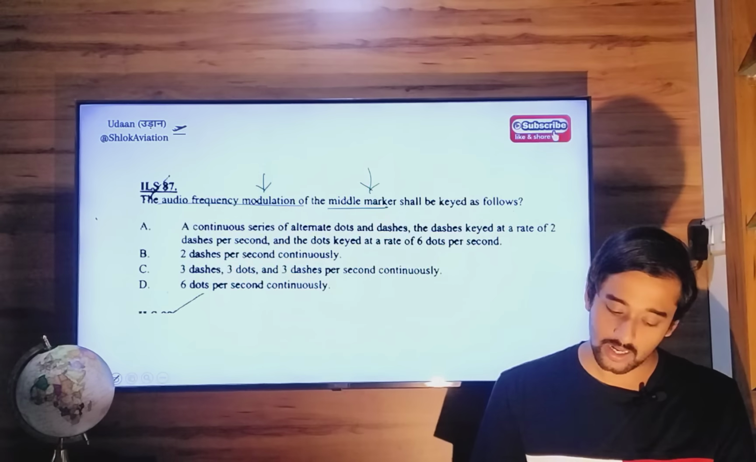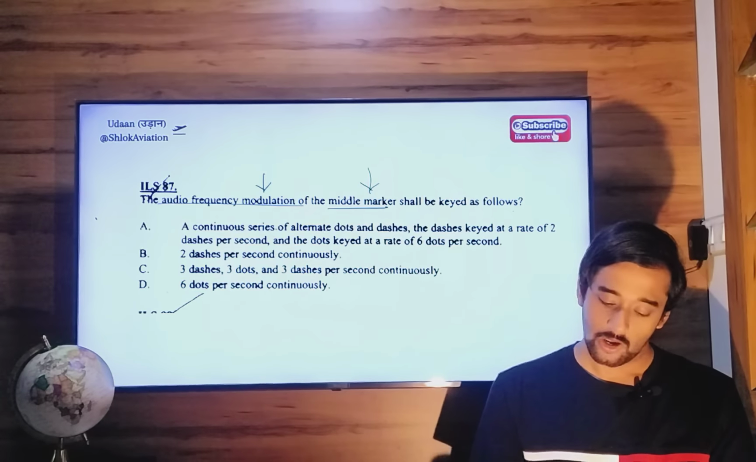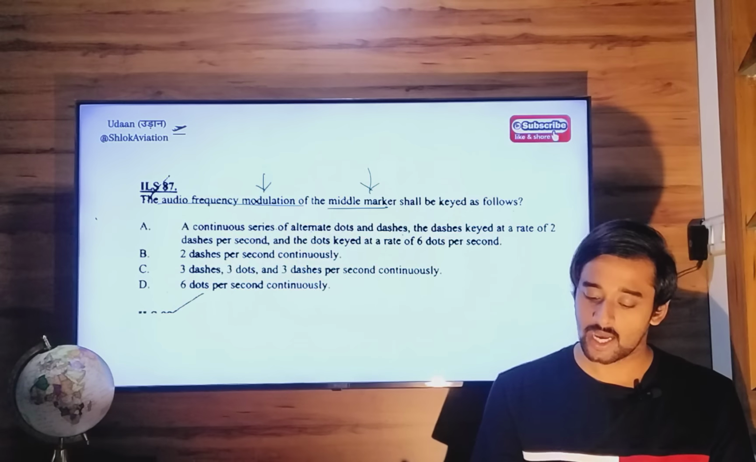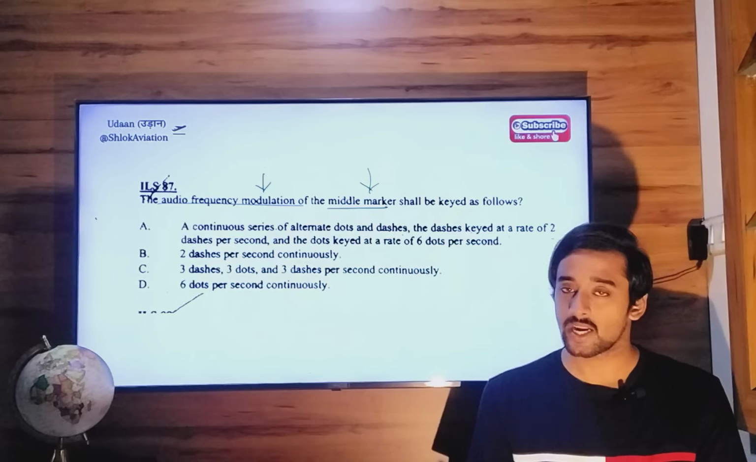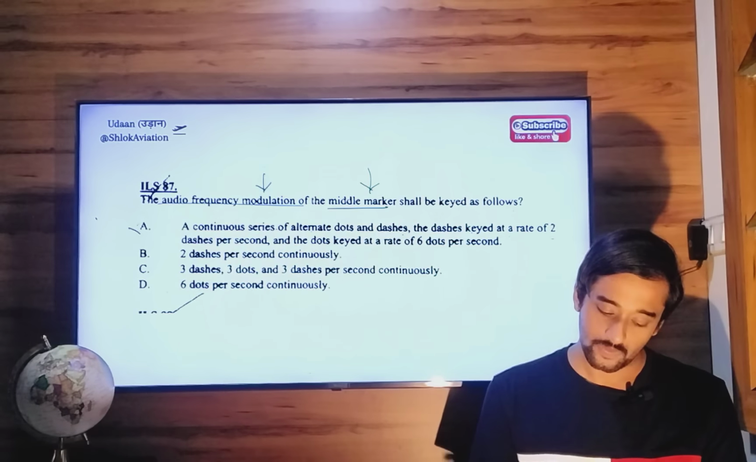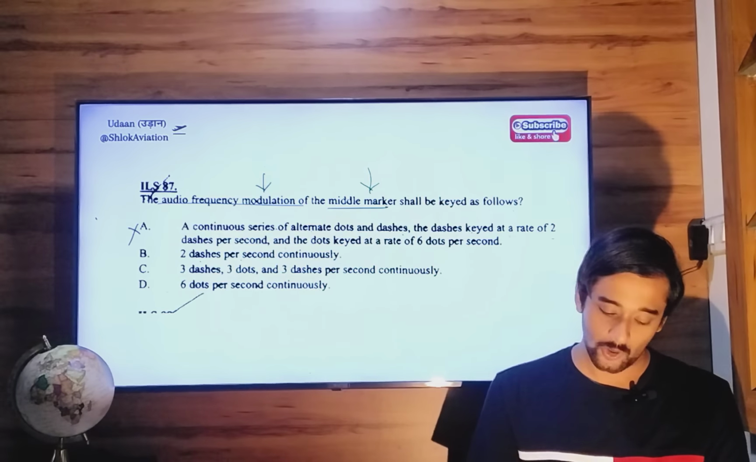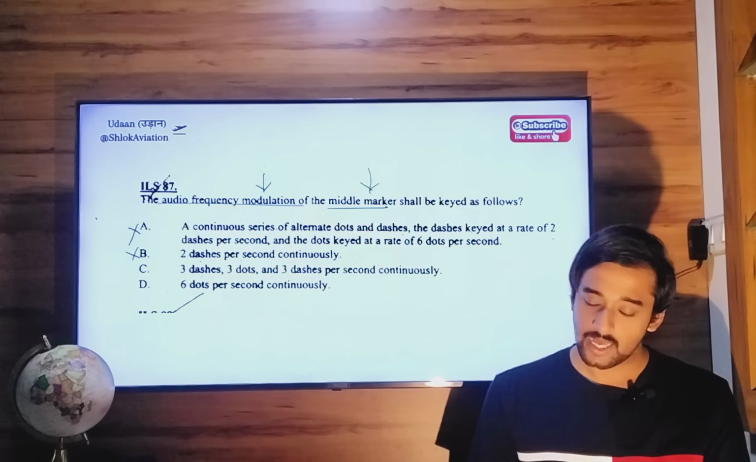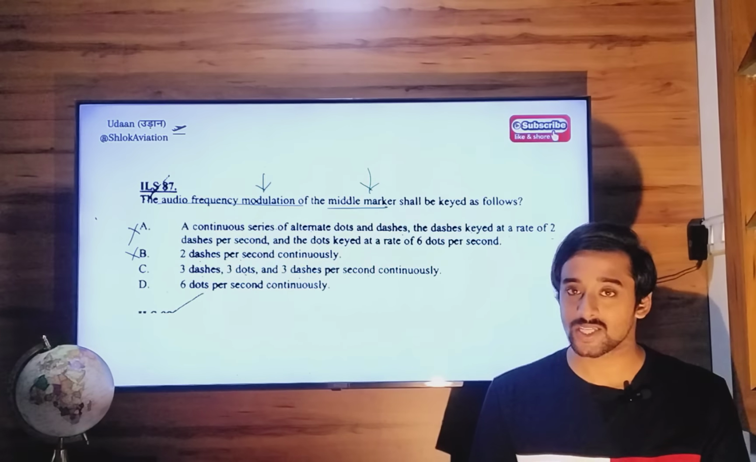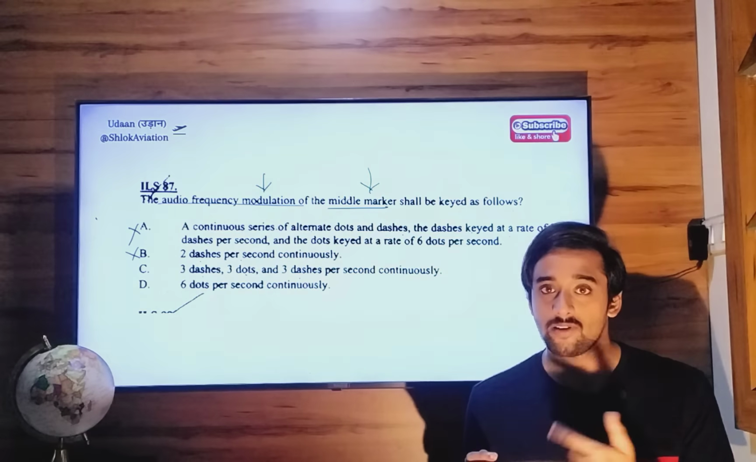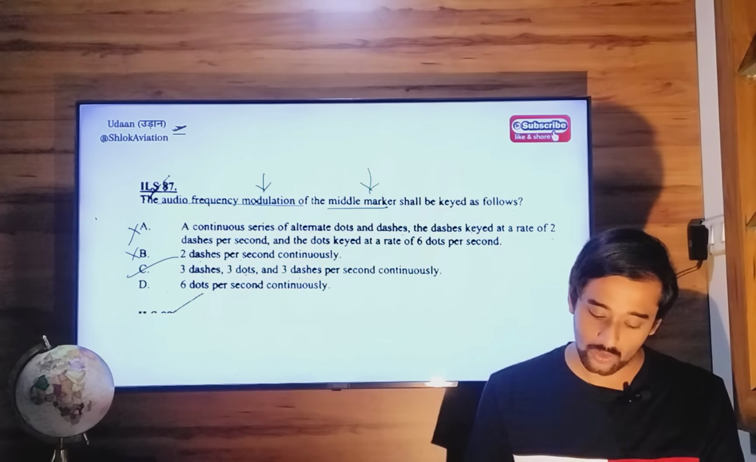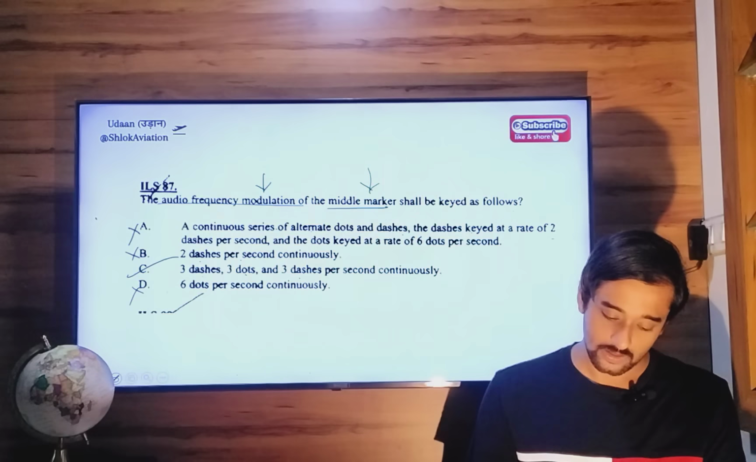So for middle marker, it is a continuous series of alternate dots and dashes. The dashes at a rate of 2 dashes per second, dots at a rate of 6 dots per second, no. 2 dashes per second, no, that is for outer marker. 3 dashes, 3 dots, 3 dashes per second, yes. Alternate dots and dashes transmitted 3 every second. So Charlie is the right one, delta is wrong.